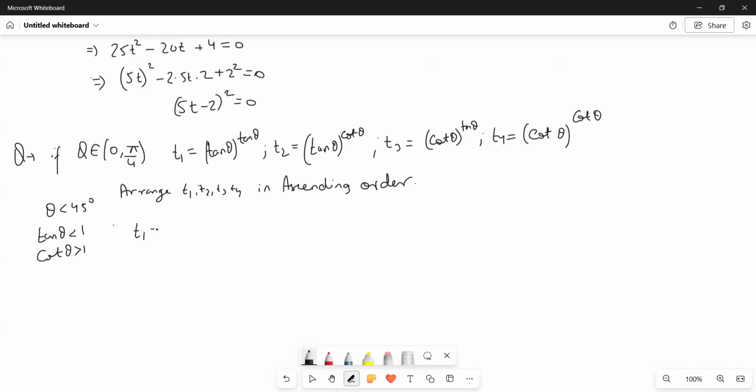Okay. So T1 is a value less than 1 raised to the power a value less than 1. T2 is a value less than 1 raised to the power a value greater than 1. T3 is a value greater than 1 raised to the power a value less than 1. Whereas T4 is a value greater than 1 raised to the power a value greater than 1. Okay, this is how we basically have to interpret it. Now, what happens to a value which is less than 1 raised to the power of less than 1?